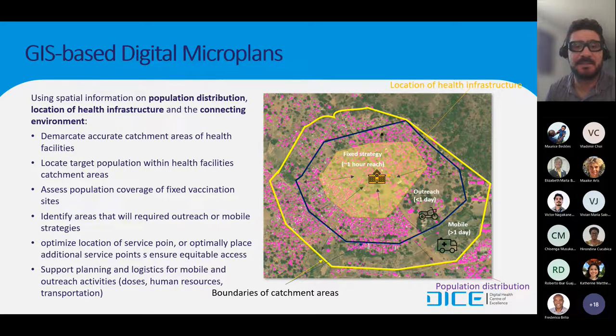It allows us to assess the coverage of the target population that fixed vaccination sites provide, and identify areas that will require outreach or mobile strategies due to their accessibility characteristics. And finally, it can also optimize the location of service points to ensure equitable access, or the location of additional service points to serve communities that might be out of reach from a fixed site. It also supports the planning and logistics for mobile and outreach activities.